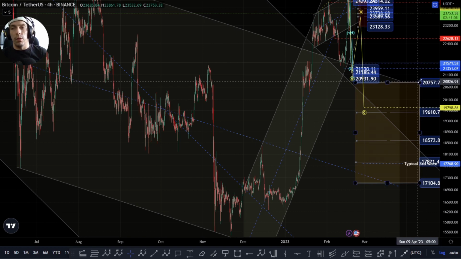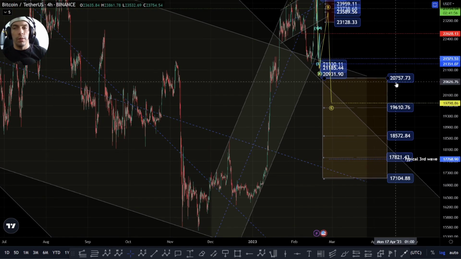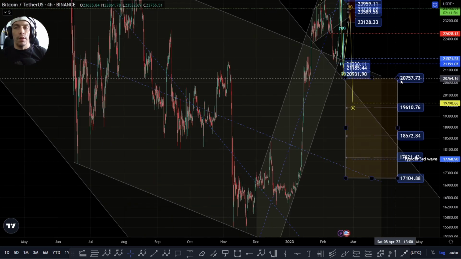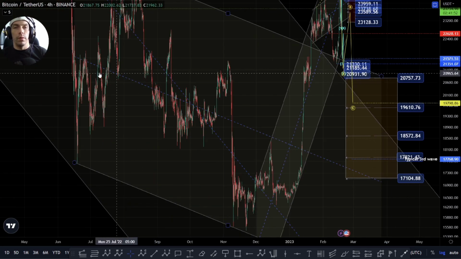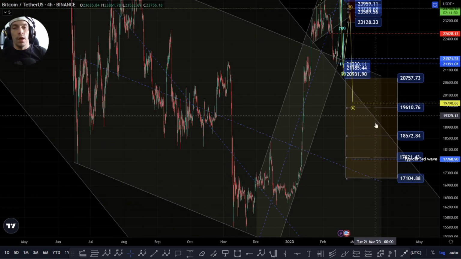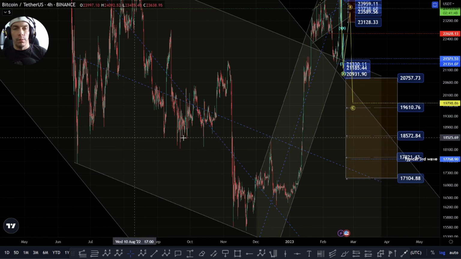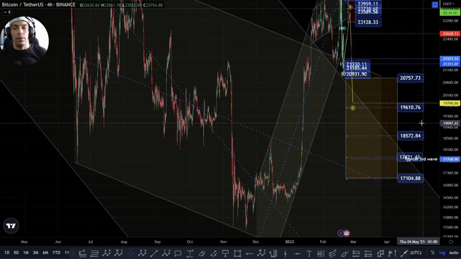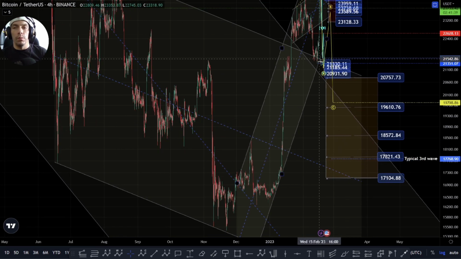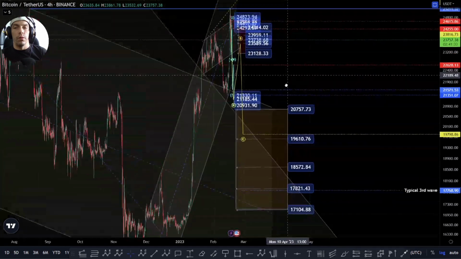Actually, I've marked down the 382 on this as well, just in case we get a shallower move here. That 20,757 would be towards the top end of this. But if we were actually going to come back and retest some of this bottom structure here, that 618 would be sitting at that 18,572. So this is still a possibility. We could still see this actually drop down into these zones if this C wave starts to progress down.